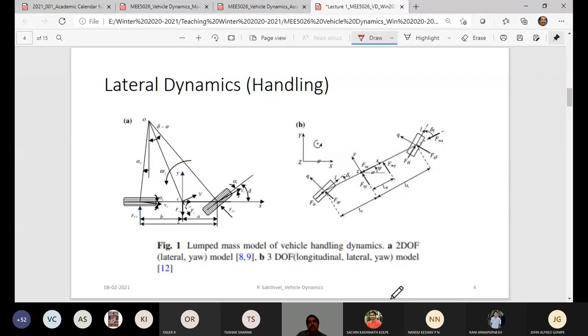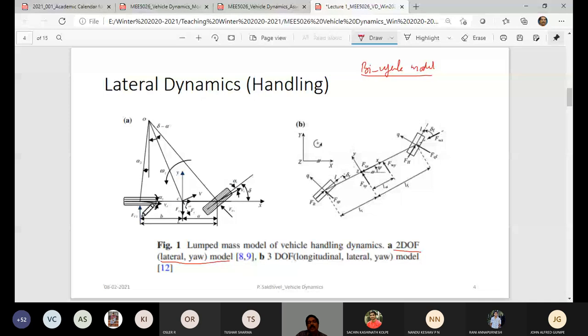can be best understood by the simple mathematical model, which is called a bicycle model. This model is called a lumped mass model, but it's also called a 2-degree freedom lateral and yaw model, or it is also called bicycle model. So why is it called bicycle model? The two wheels of the front are collapsed and considered to be one single wheel, and two wheels of the rear axle are considered to be one single wheel. And you see these two wheels are connected by this line of the frame.